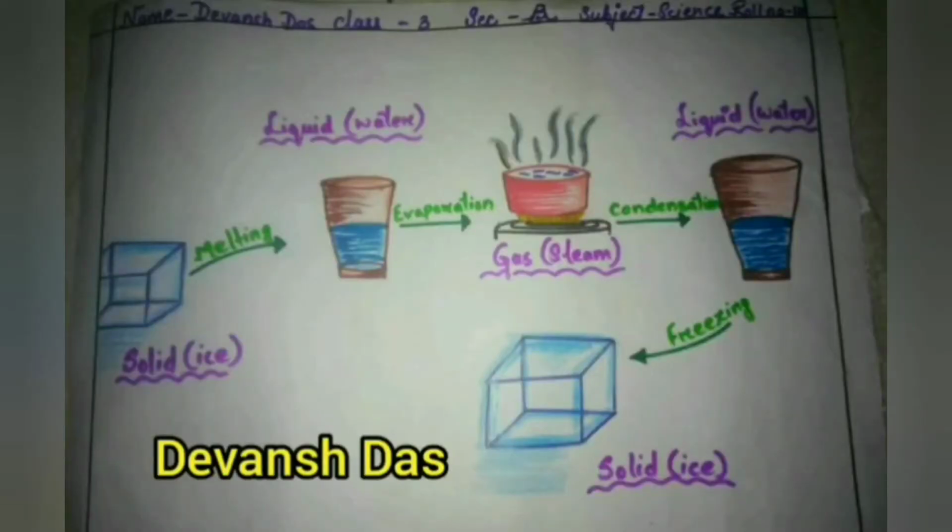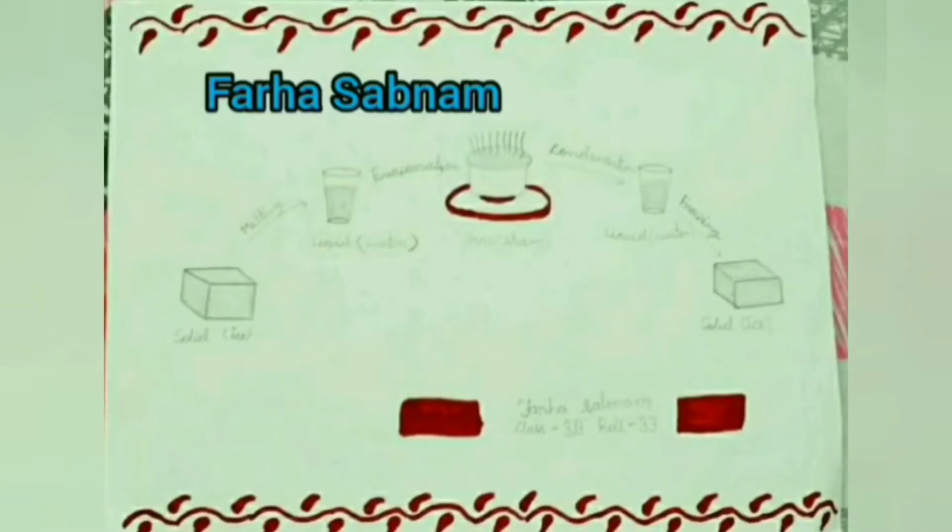This science project has been done by Debangsh and he has drawn the things very nicely. So good, Debangsh. This project has been done by Farah and she has used only pencil and red color, which has made it very attractive. So very good, Farah.